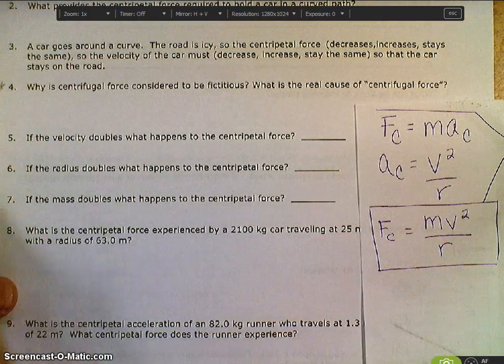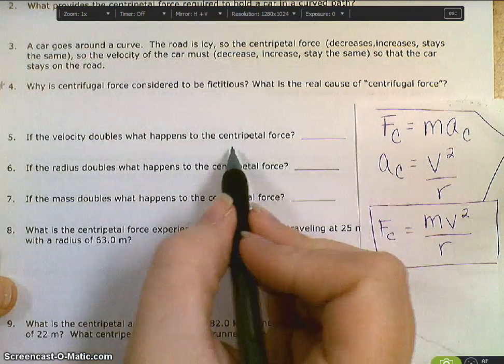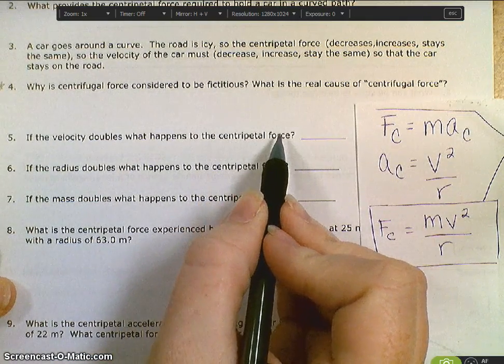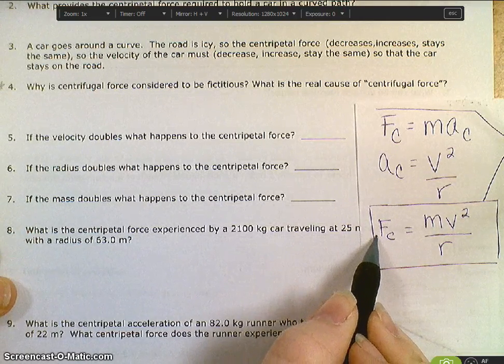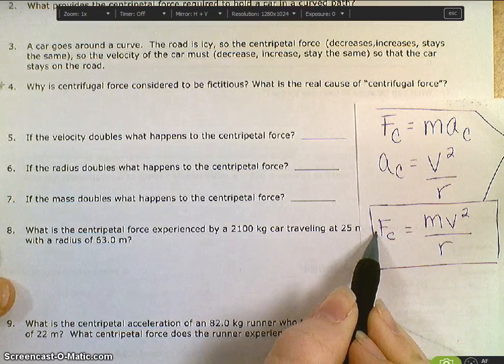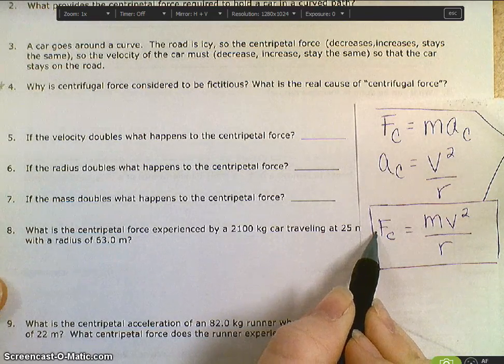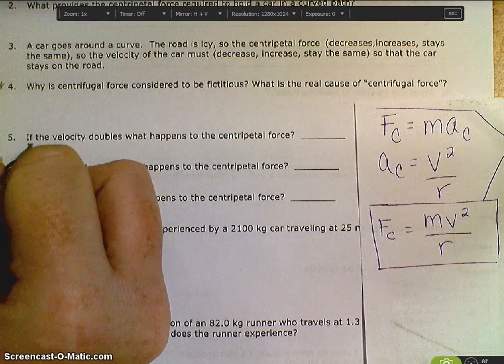So remember, when we do the rule of ones, we have to think about what the question is asking. We're asked for centripetal force. We're really dealing with this equation down here. Okay, so for your rule of ones, we're always going to be using the big combined equation. I'm going to rewrite it under number 5 to do one practice for you.